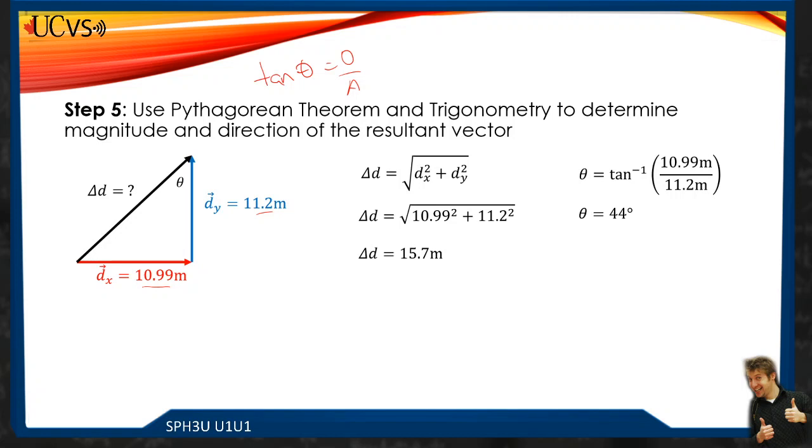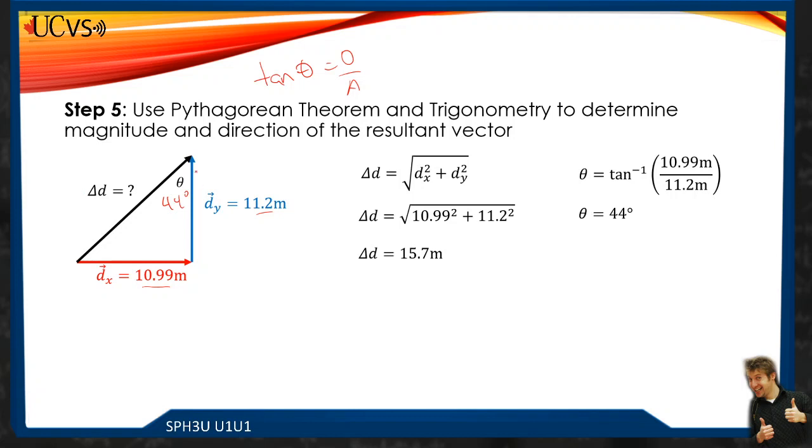Now, how do we write this as a final answer? We know that the scalar portion, the magnitude portion of our final answer is 15.7. We got an angle here as 44 degrees, right? This is 44 degrees there. What's my final answer going to be?